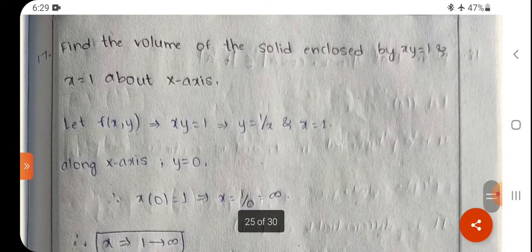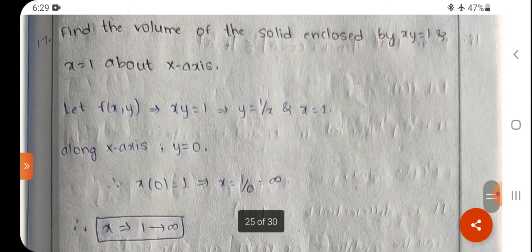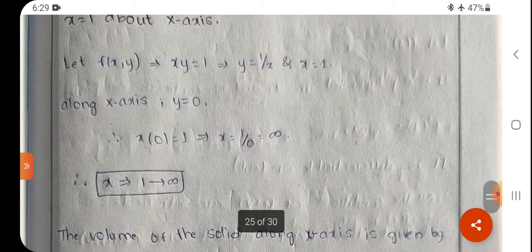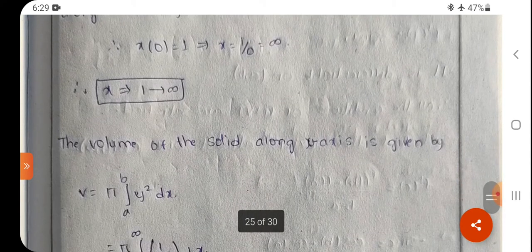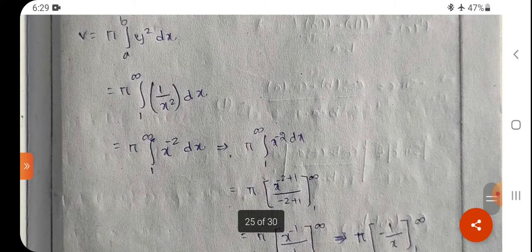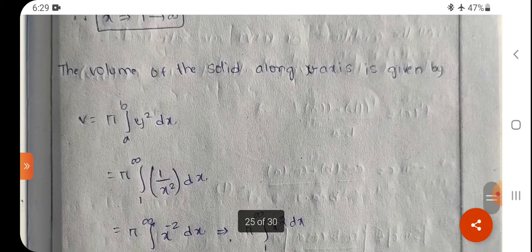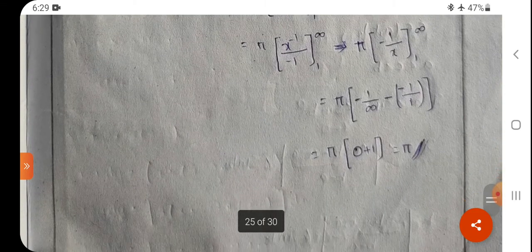Next, find the volume of the solid enclosed by the given expression, xy equal to 1 and x equal to 1, about the x-axis. From that, x-axis means you need to get the x limits. Then volume is nothing but pi times the integral from a to b of y square dx. That y square you convert as per your given expression, and just simplifying directly you will get the answer.